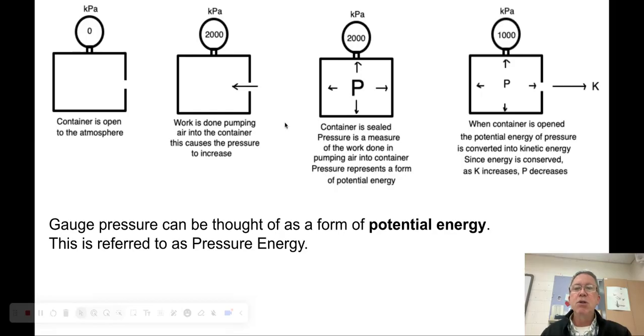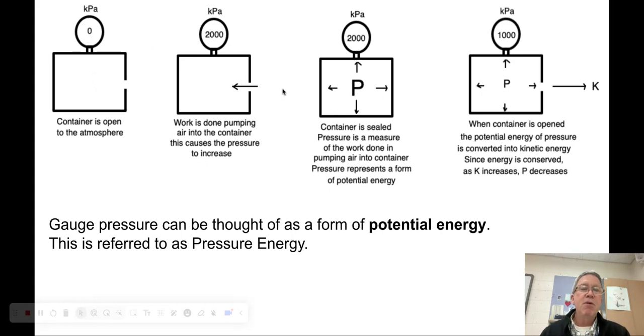Let me just try this here. So here's what we've got. Imagine I have a container here that is open to the atmosphere. Now remember, gauge pressure is basically just measuring how far above or below normal atmospheric pressure you've got. So if this is open, it's going to be at atmospheric pressure, not above or below it. So my gauge is going to read 0. I'm not above or below atmospheric pressure.